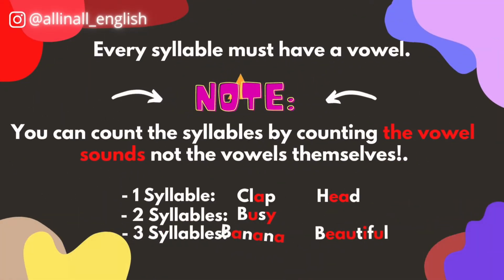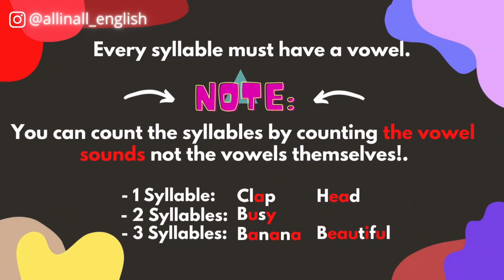The main rule is every syllable must have a vowel in order to count the syllables that the word has. But we have a note. You can count the syllables by counting the vowel sounds, not the vowels themselves. Let's see some examples. For a single syllable, we have the word clap.